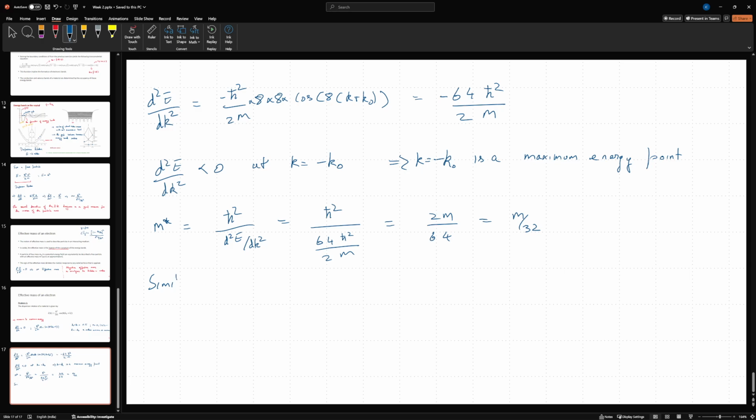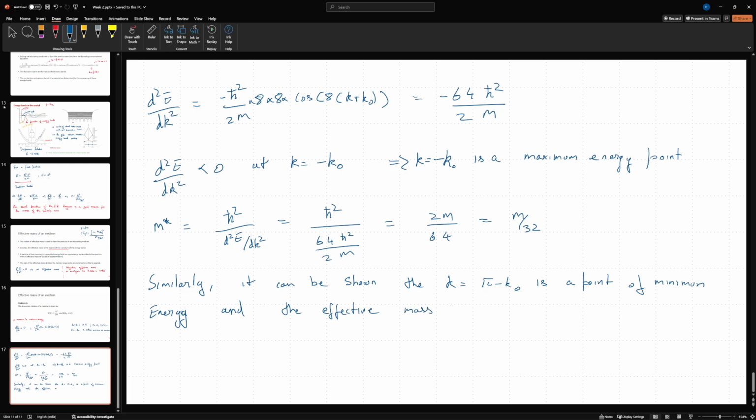So similarly, it can be shown that k equal to pi minus k naught is a point of minimum energy and the effective mass at that point is, oh wait, I forgot the negative sign. Yeah.